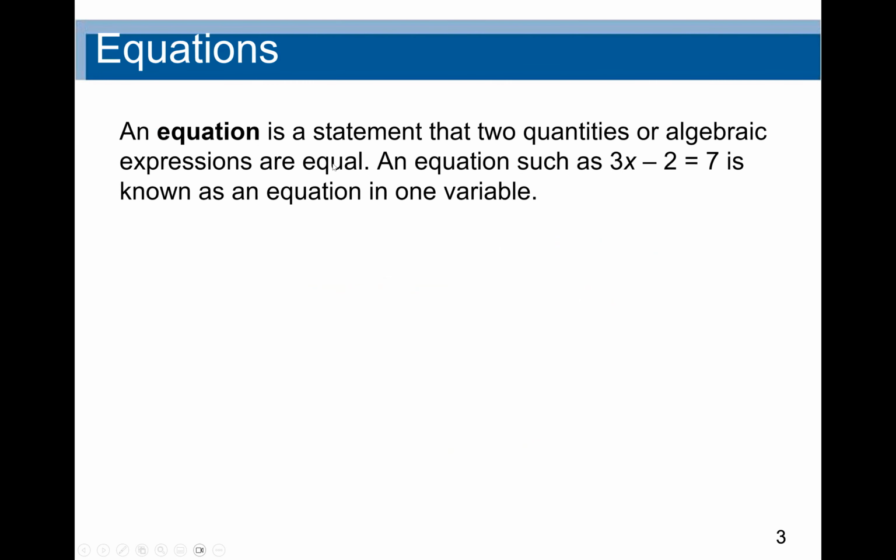So an equation is a statement that two quantities or algebraic expressions are equal. So for example, 3x minus 2 is equal to 7. We normally call this a linear equation because the exponent of the variable x is 1.